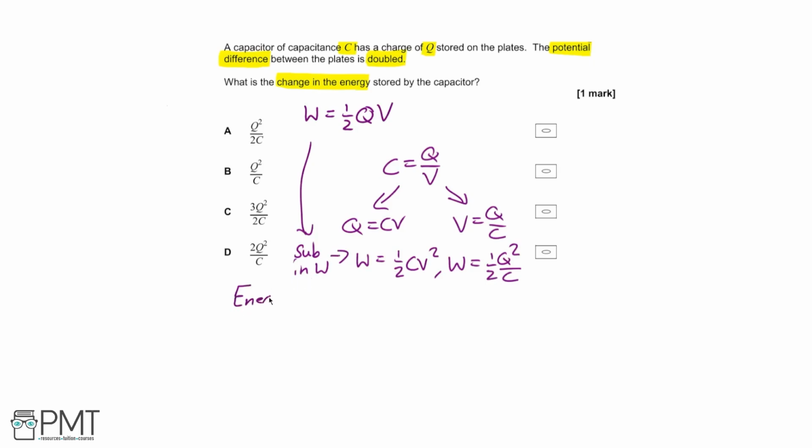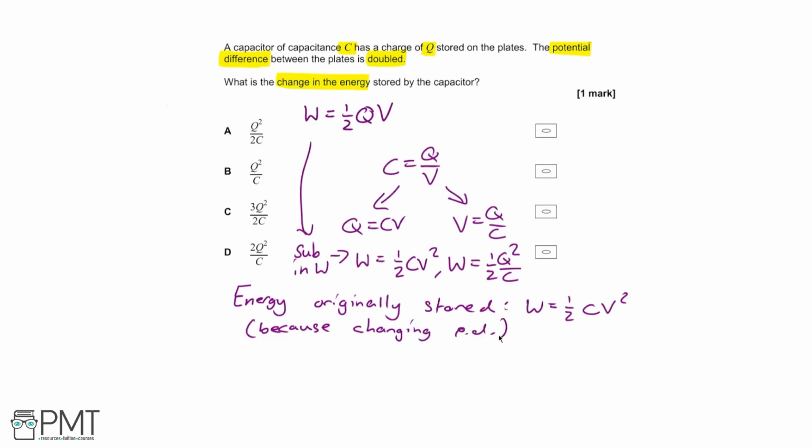The energy originally stored in the capacitor is best written using the equation W is equal to a half times CV squared, because we're about to change the potential difference. If we then take V becomes 2 times itself, the new energy is equal to W new, which is equal to a half times C times 2V all squared, which is equal to 2CV squared.